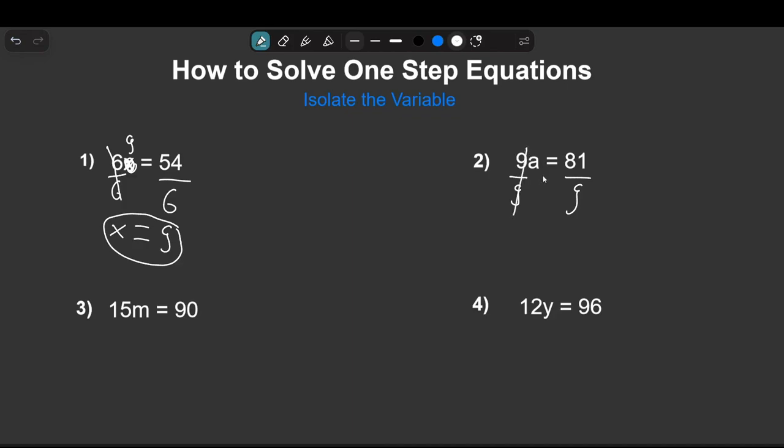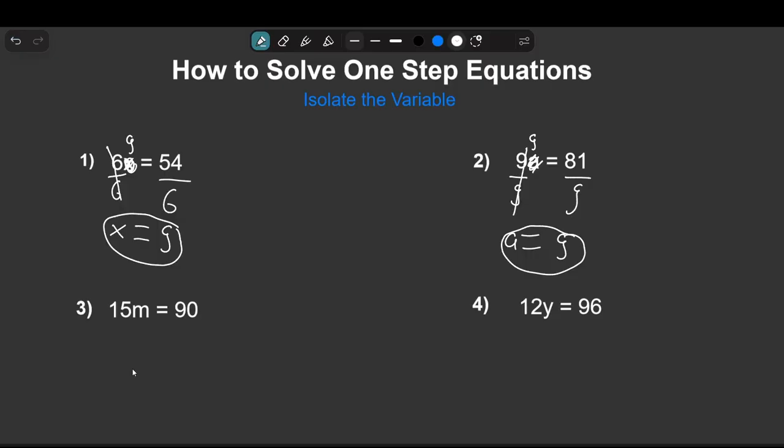So 9 divided by 9 cancels each other out, so we are just left with an a. Now 81 divided by 9 equals 9. So our variable a will equal a value of 9. Now again, we can check if this is the correct answer by plugging it in at the variable like this. So now we have 9 times 9 and 9 times 9 will equal 81. So a has a value of 9 will be the correct and final answer.